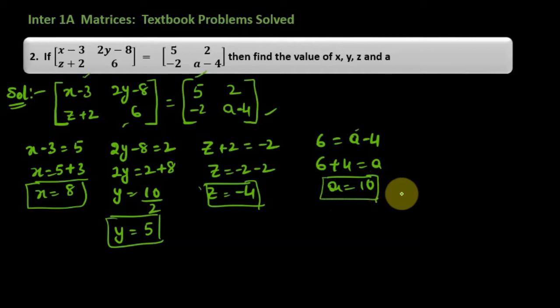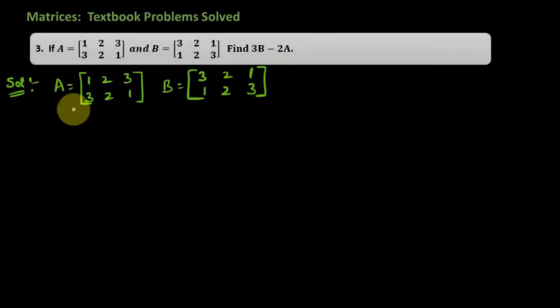Right, now we'll solve the next problem. Here he gave two matrices and asking us to find 3b minus 2a. Right, so these are the two given matrices. I already explained in my first video how to do scalar multiplication, right? Here 3 is my scalar quantity and b is my given matrix. Similarly 2 into a I should do, right?